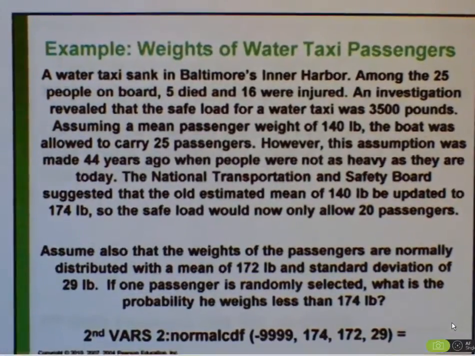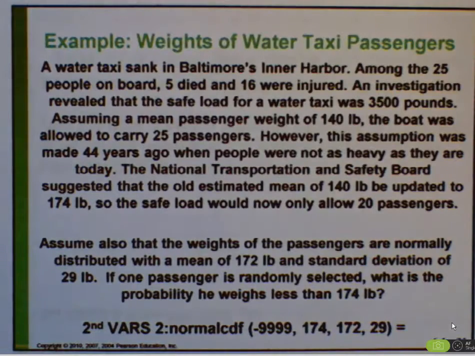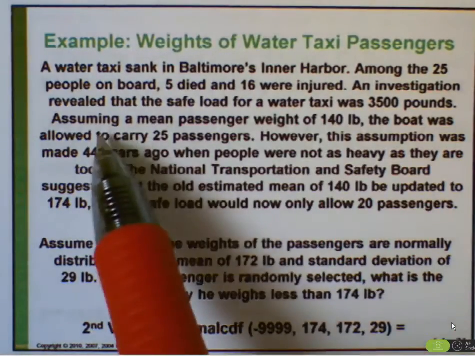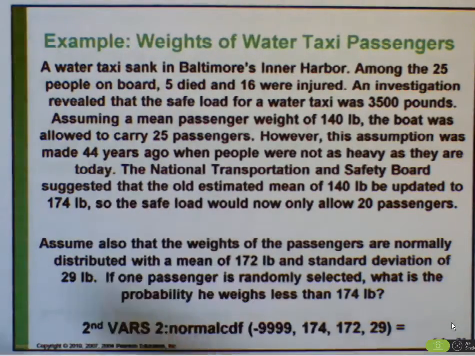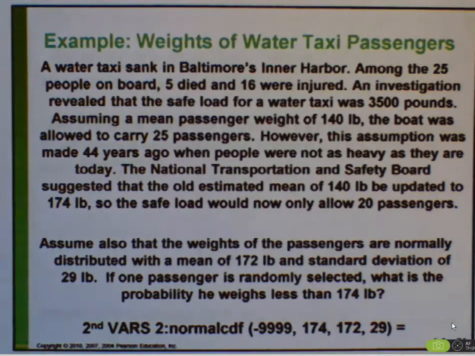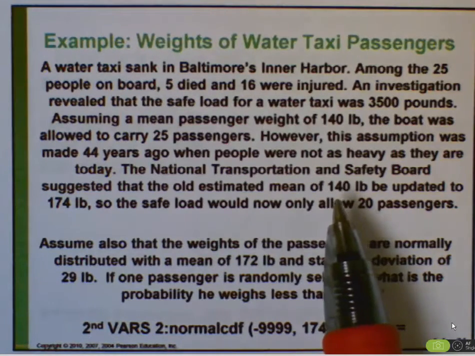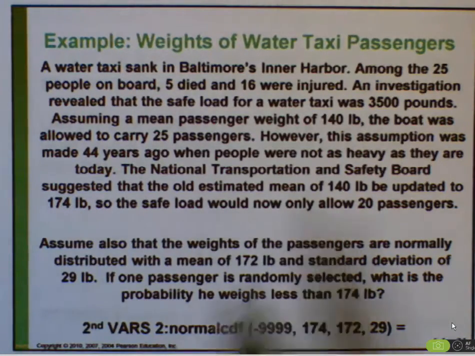For example, a water taxi sank in Baltimore's Inner Harbor. Among the 25 people on board, 5 died and 16 were injured. An investigation revealed that the safe load for a water taxi was 3,500 pounds. Assuming a mean passenger weight of 140 pounds, if you divide 3,500 by 140, you would say, well, the boat can carry 25 passengers. However, this assumption was made 44 years ago when people were not as heavy as they are today. So the NTSB suggests the old estimated mean of 140 pounds should be updated to 174 pounds. So now we should only be letting 20 passengers on the boat.